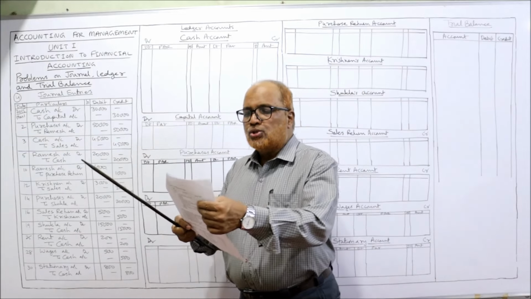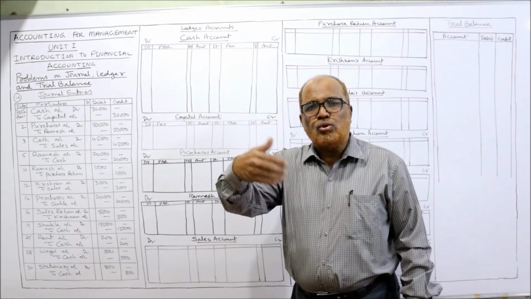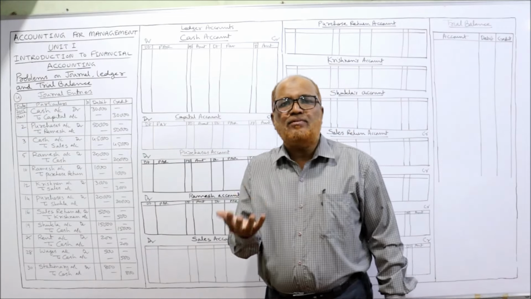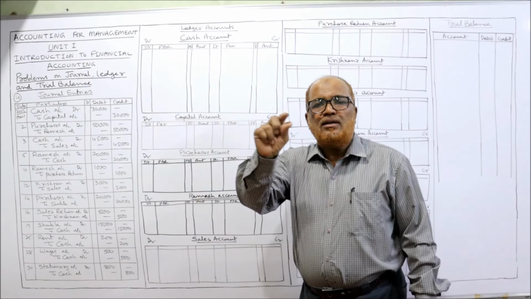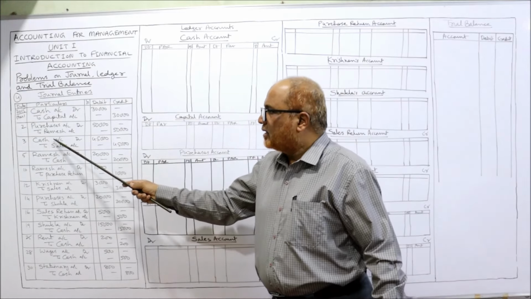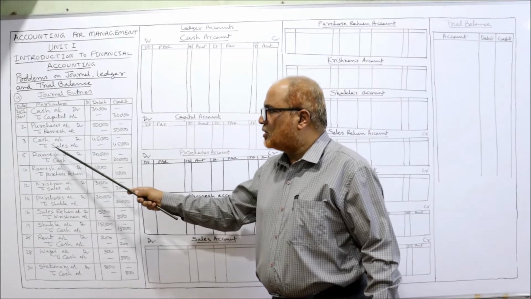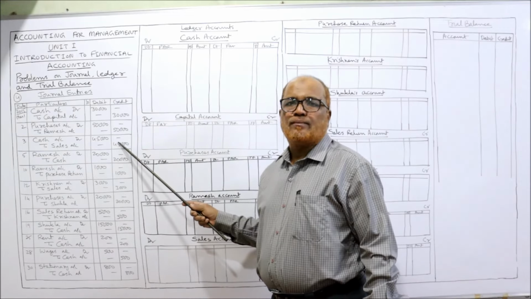Next, third. Sold goods for cash. The business sold the goods and received the cash. So cash is coming in. Debit cash. Cash account debtor to sales. So entry will be cash account debtor 45,000 to sales 45,000. Being the goods sold for cash.